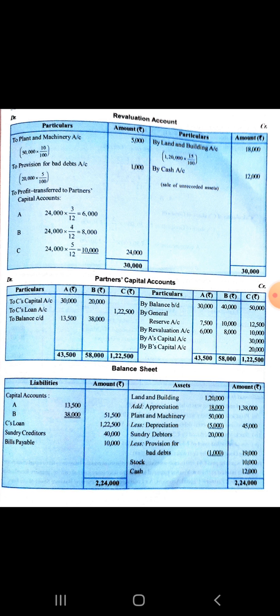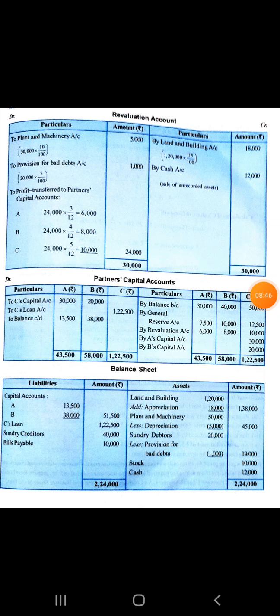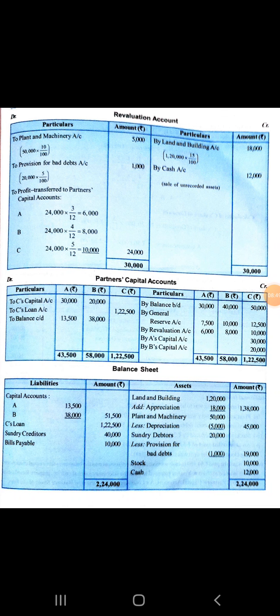Next, balance sheet. Liability side, capital accounts: A 13,500, B 38,000. That is the capital balances as per capital accounts of partners. Next, C's loan account 1,22,500. That is the amount payable to C. Next, sundry creditors 40,000, bills payable 10,000.